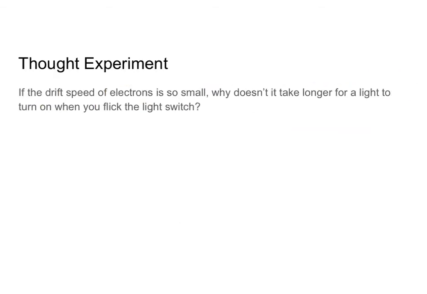So let's start with a thought experiment. We just found in the earlier problem that the drift speed of the electrons is very slow. It's less than a millimeter per second. So if electrons are moving so slowly, why doesn't it take longer for a light to turn on when you flick the light switch? What I want you to do is take a moment and think about it, pause the video, and come up with your own theory.